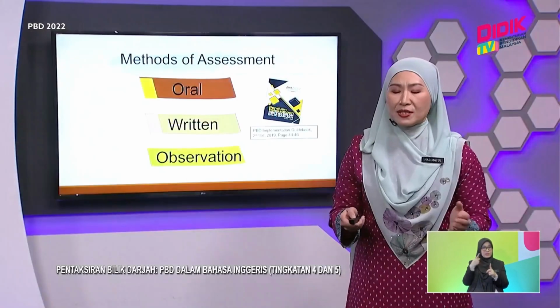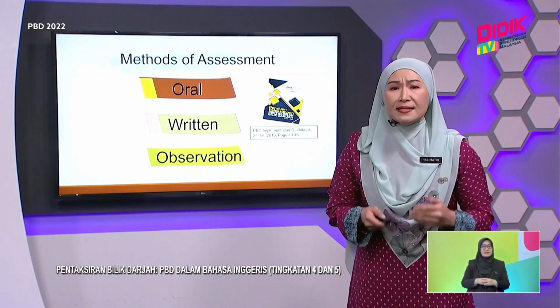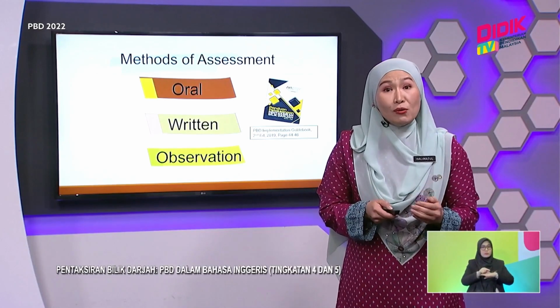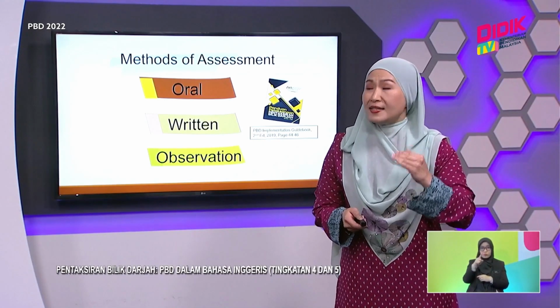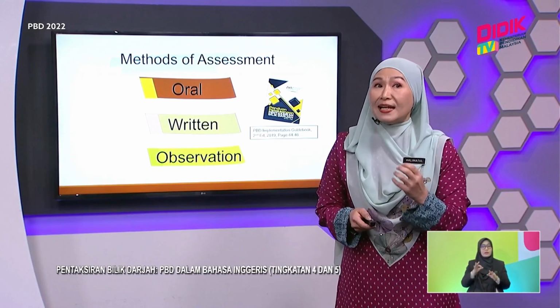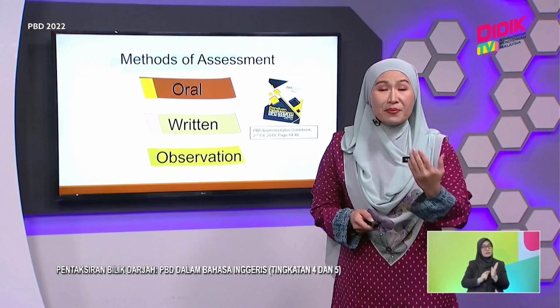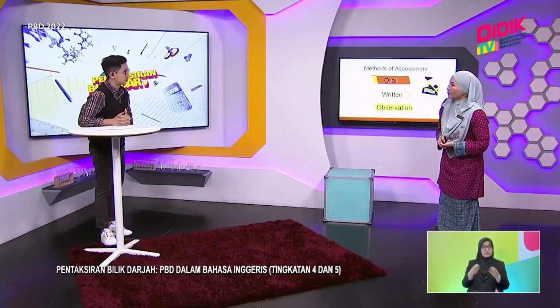Right. Now, observation is where teachers use their professional judgment. Sometimes the body language also plays a part. All right? Because if you want to award that higher TP, 5 or 6, you need to know whether the pupils really know what it is that they are presenting. Right. All right, teachers? And could you share with us more on the process of PBD as well, Miss Ima?